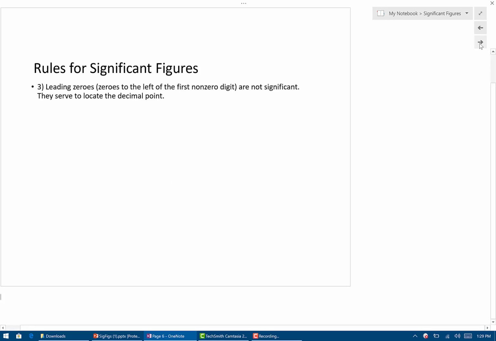Okay. So our third rule is that leading zeros, zeros to the left of the first non-zero digit, are not significant. They're just going to help us figure out where the decimal point is located. So for example, if you had a number like 0.000031, all of these zeros are leading, okay? They are not significant. They're only helping us figure out where that decimal point is. So in this number, there are only two significant figures.